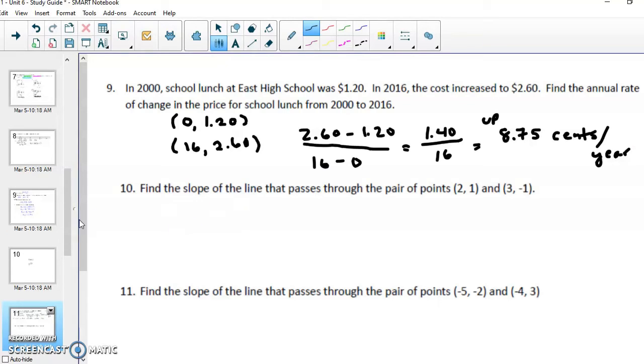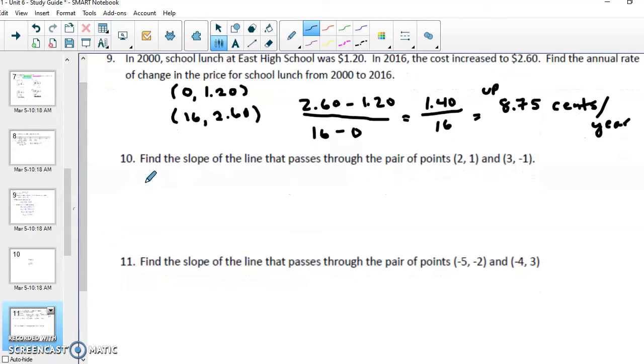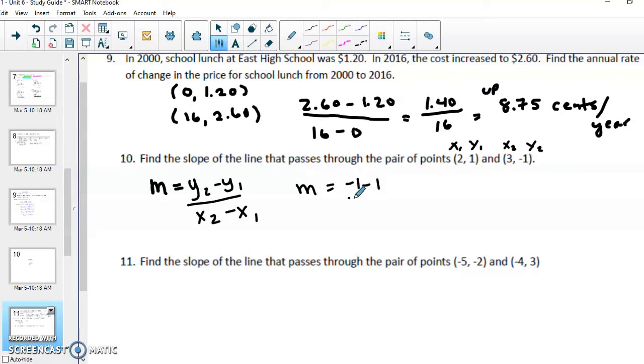Okay, find the slope that passes through the points 2, 1, and 3, negative 1. I don't think you guys need to do this, but if you need to, remember the 1 just stands for like a label. So this is the first point, this is the second point. Slope formula, y2 minus y1 over x2 minus x1. Negative 1 minus 1 over 3 minus 2. That's it.